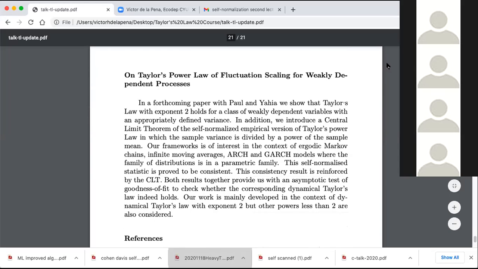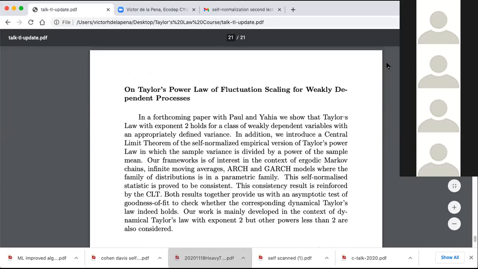Now, I end this talk by showing a paper that we have submitted with Paul and Yahya, on Taylor's law of fluctuation scaling for weakly dependent processes.